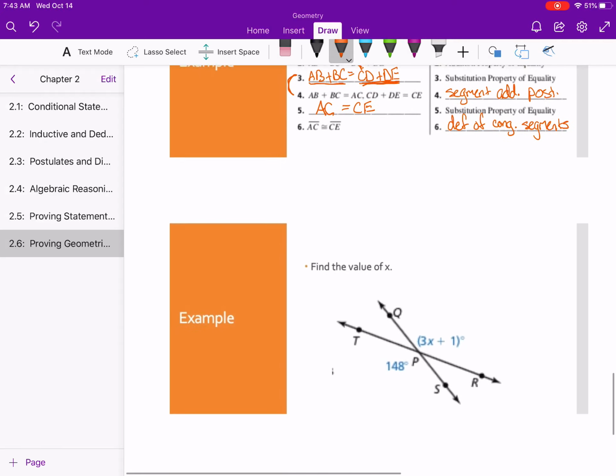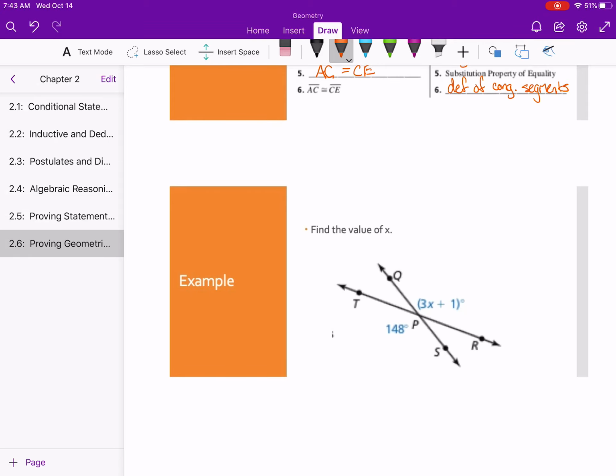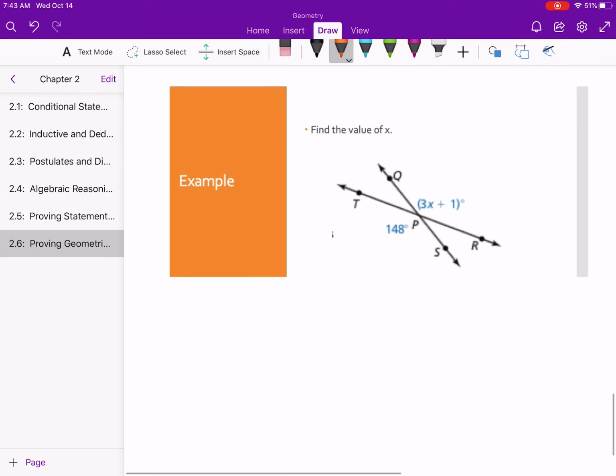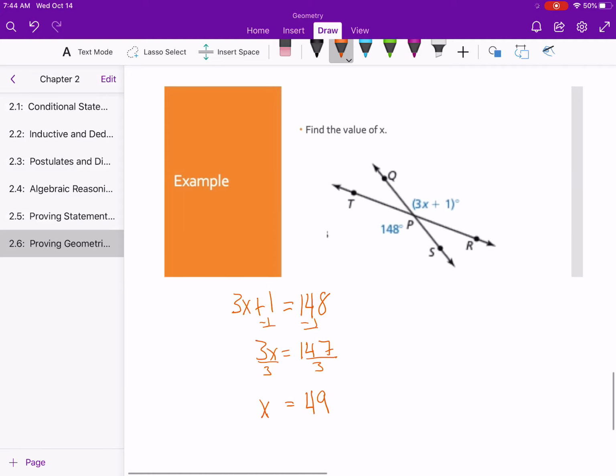All right, last example, find the value of x. This is going to use our vertical angles congruence theorem. We know that vertical angles are congruent, so I can say that 3x plus 1 is equal to 148. Solving by subtracting 1, 3x equals 147. Divide by 3, x equals, I believe, 49. You can go ahead and plug that back in for x to see that 3x plus 1 is equal to 148, but you should find out that that does work.